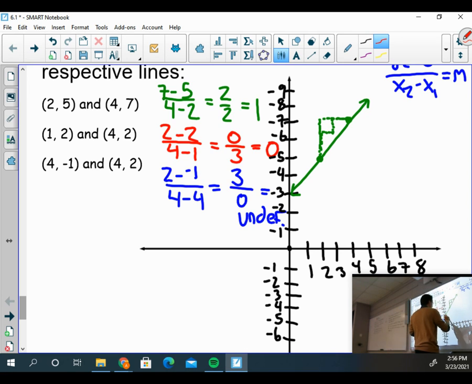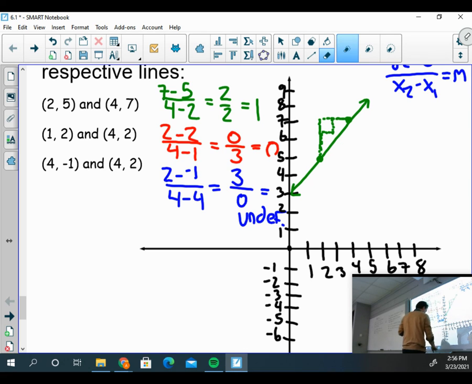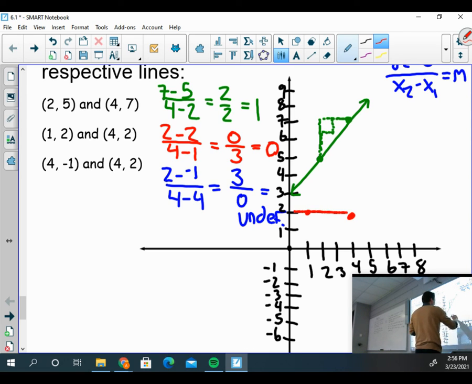Let's plot 1, 2. Oh my. Sorry about that, folks. These are not supposed to be negative numbers. These are supposed to be positive. Error on my part. So we're going to plot a point at 1, 2 and 4, 2. And again, we got a slope of 0 with this one. Oh, that second one needs a little bit of work here. And again, what we notice here is we got a slope of 0.